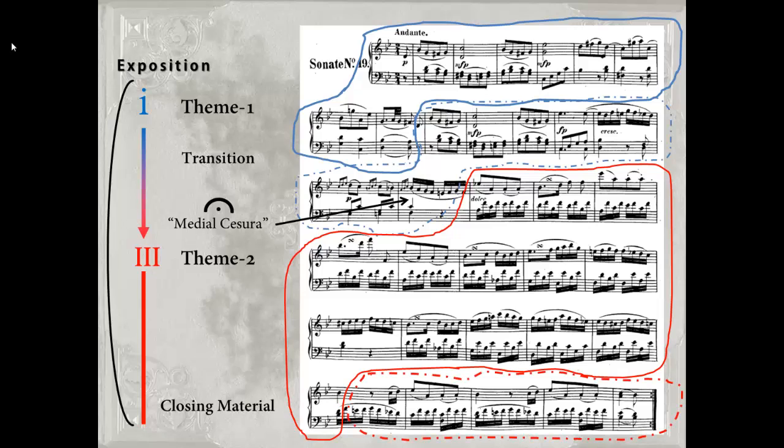In the last system of this page, we get some simple new closing material which reinforces the new key of B flat and comes to an obvious cadence. This final cadence marks the end of the exposition, and in this case there's no codetta. We just repeat straight back to the beginning. Let's listen to where we left off at theme 2.